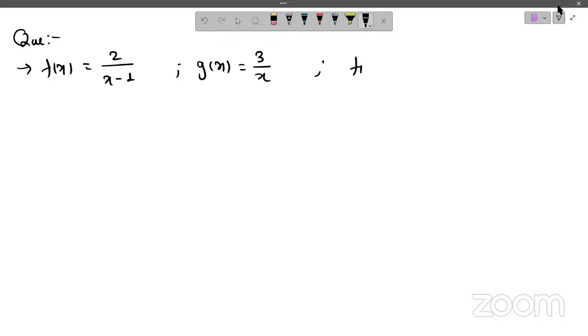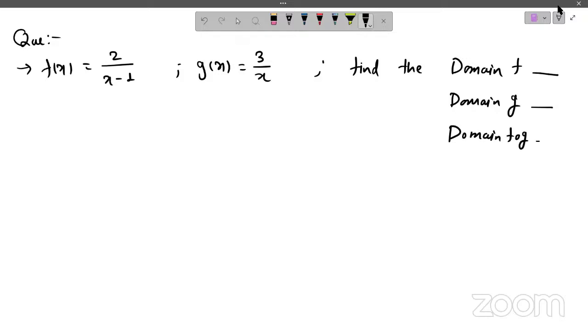Okay. So you have to find the domain of f, domain of g, and then the domain of f composite g, as well as the domain of g composite f. Okay, so I'll give you 5 minutes. Just try it out, and then we will discuss it. Ma'am, it is 2 by x minus 1? Yes, it is x minus 1.